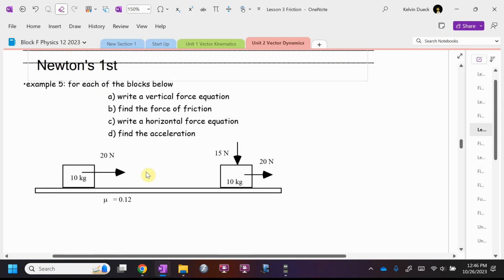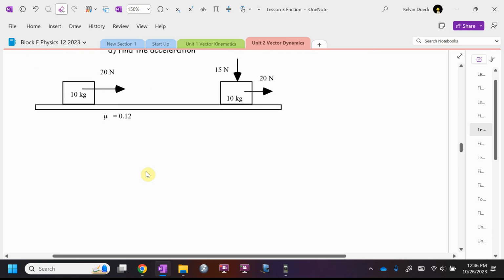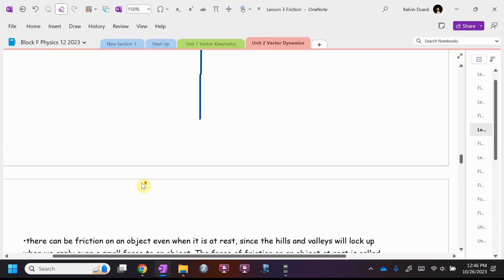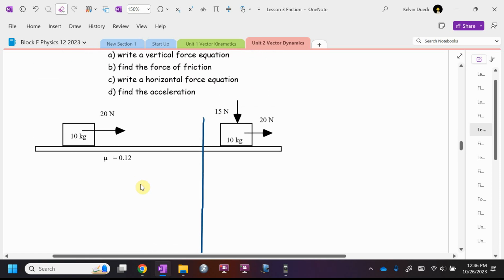Example 5. Ooh, getting hoarse. We're going to just finish with this question, and then we're going to hit pause, and we're going to go over your test. For each of the blocks below, write a vertical force equation. You know what? I think the first thing I would do, Joe, is I would actually divide my page in 2, kind of like that. Joe, A says write a vertical force equation.